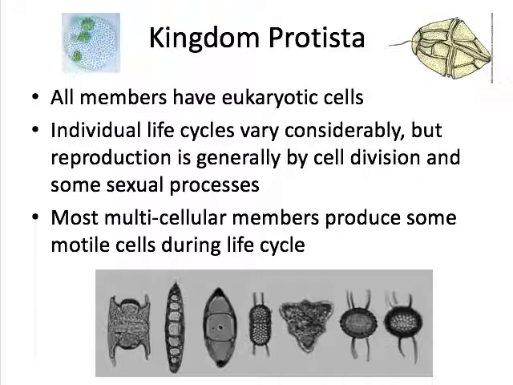Kingdom Protista has all members with eukaryotic cells, and their individual life cycles vary considerably. However, reproduction is generally by cell division, and in some cases there are sexual reproduction processes. Most members of Kingdom Protista are multicellular, and most of them produce a motile cell at some point in their life cycle. And that word motile means the cell is able to move or swim.